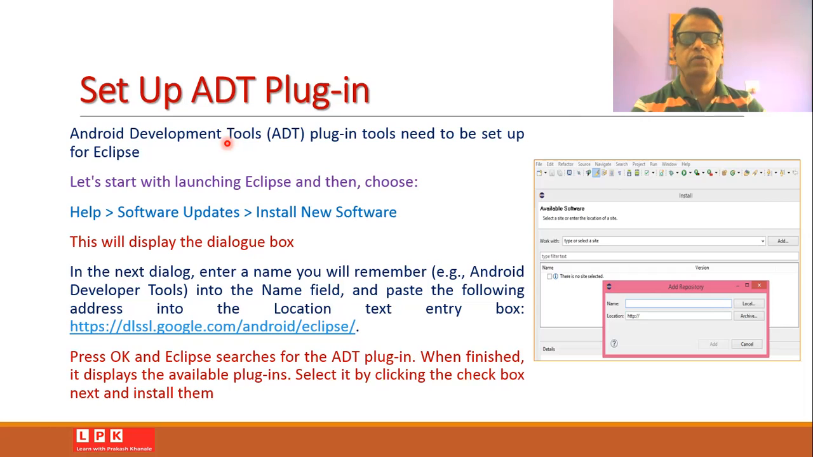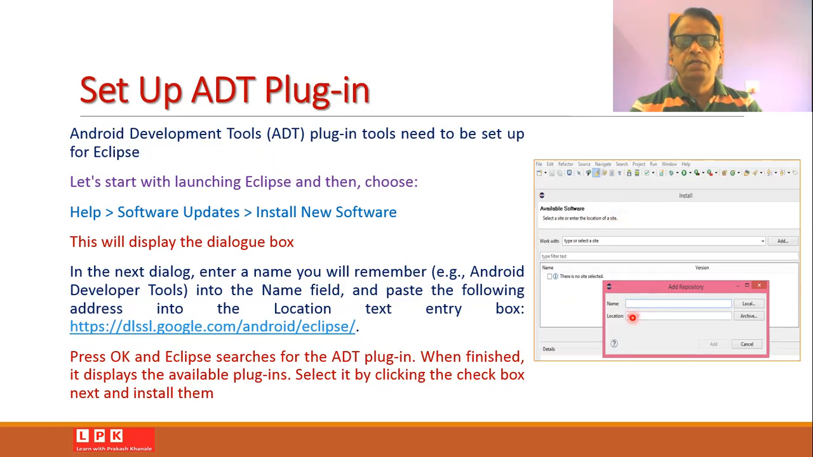So whenever you want to install the ADT plugin, then you have to start with Eclipse, and there is a help menu. In the help menu, you go for the software update, and then click on install new software. So the dialog box will be open as shown in this window, and then you have to now click on add. Into the name field that you want to add, you have to paste the corresponding link that is displayed in this presentation.